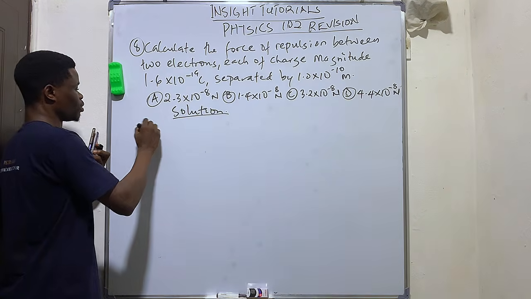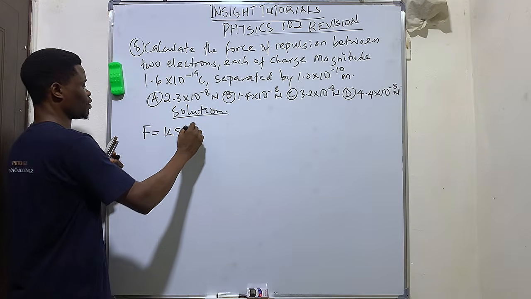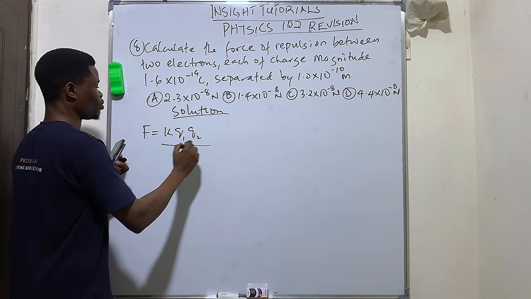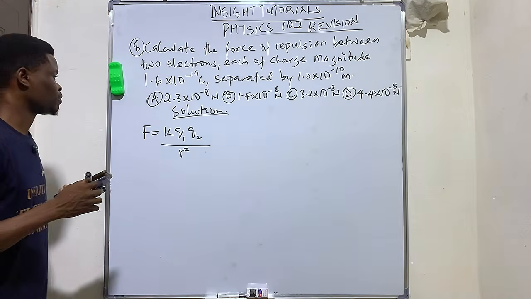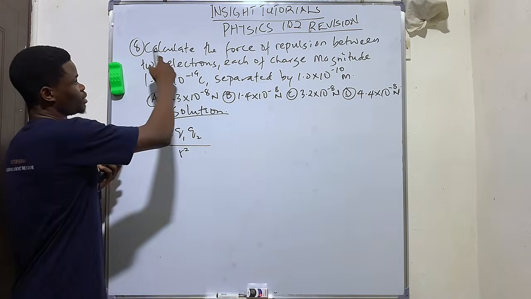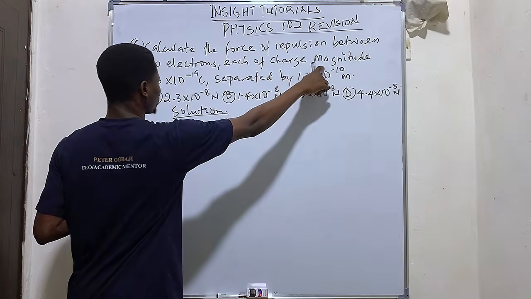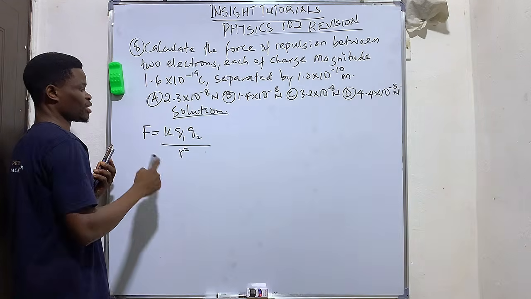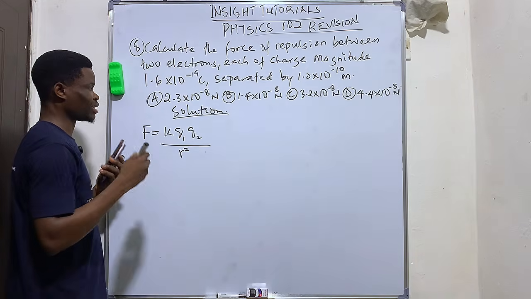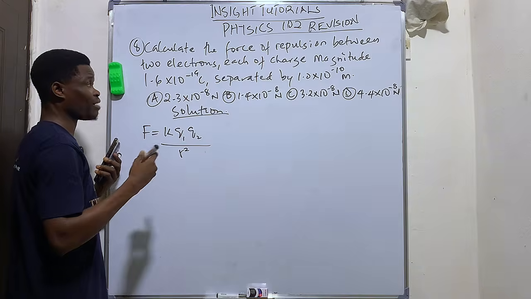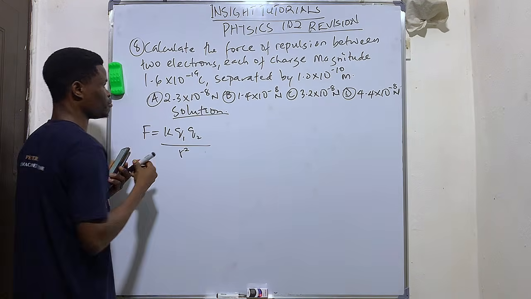So this is a formula. The force is equal to the Coulomb constant times the first charge times the second charge, all over the distance between those charges squared. Now, this particular force, for us to find, they say each charge has a magnitude of 1.6. That's to say both the magnitude of the first and the second charge are 1.6, since they are both electrons and have the same magnitude.